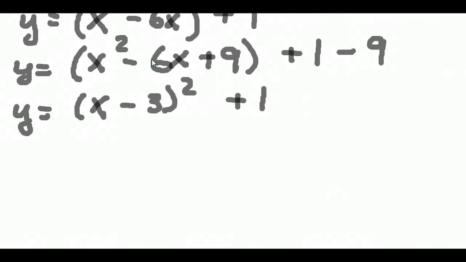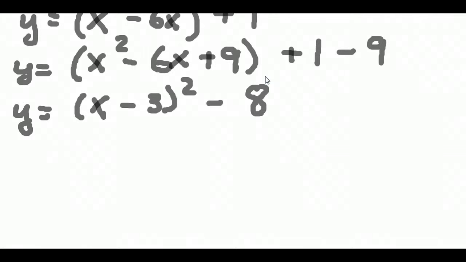So what we have then is y equals open x minus 3 closed squared minus 8. So if you look at what's happening here, that minus 8 is because we had that plus 1 before, but we subtracted 9 from that term. So we kept it the same. We kept it the same as it was before.